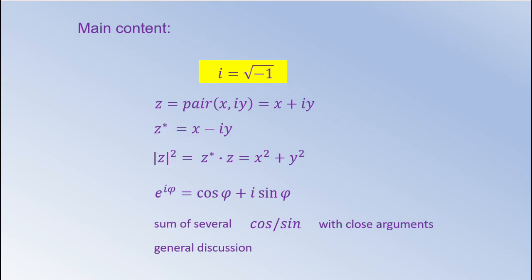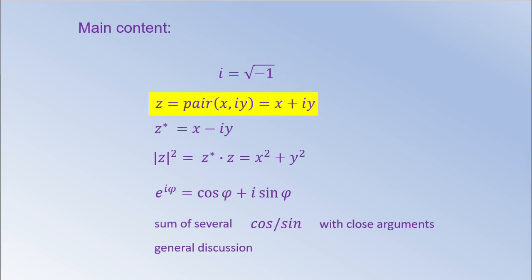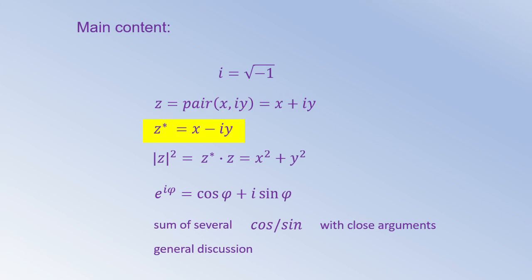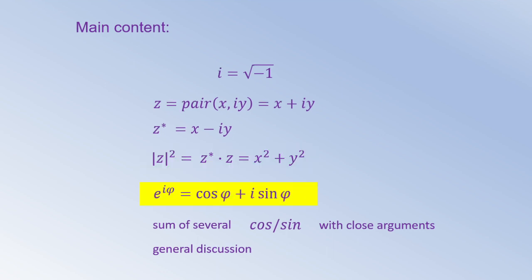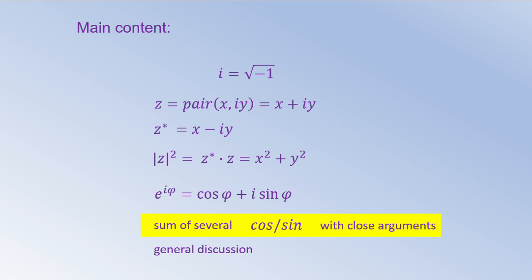The imaginary unit i is just the square root of minus 1. A complex number z is a pair of numbers x and iy recorded as their sum. The conjugate number z star is x minus iy. The square modulus is z star z. We will use Euler's formula for complex exponent. In this video, I will talk about all that stuff in more detail. We will also derive a formula for the sum of several sine cosine functions with close arguments.